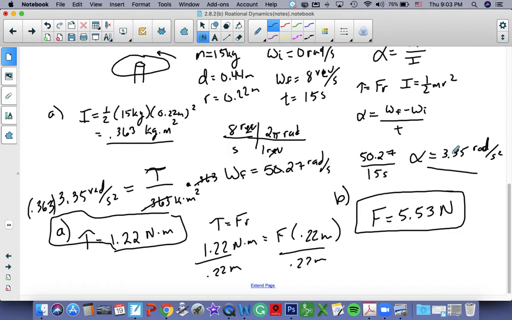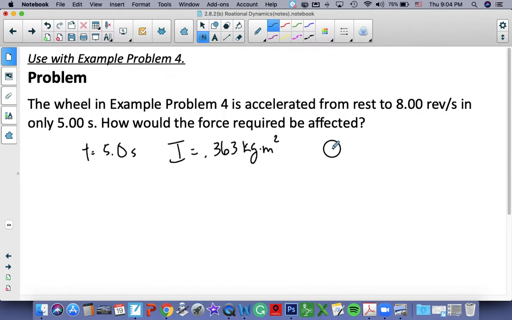And then our angular acceleration is going to change because we're not doing it in 15 seconds anymore, we're doing it in 5 seconds. But we're not changing the 0 and 8 revs per second, so that's going to be 50.27 again. It would be 50.27 divided by 5 rather than 15. 50.27 divided by 5, that's going to change our angular acceleration. So that makes it 10.05, and that's radians per second squared.